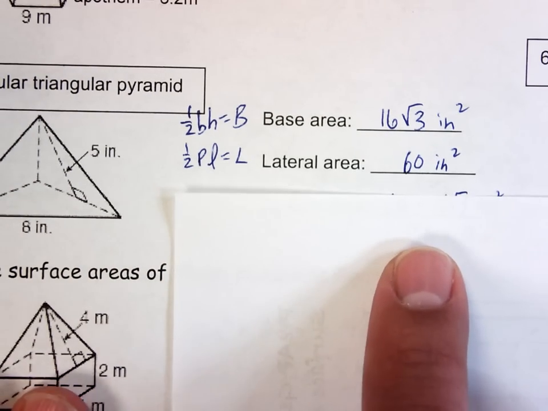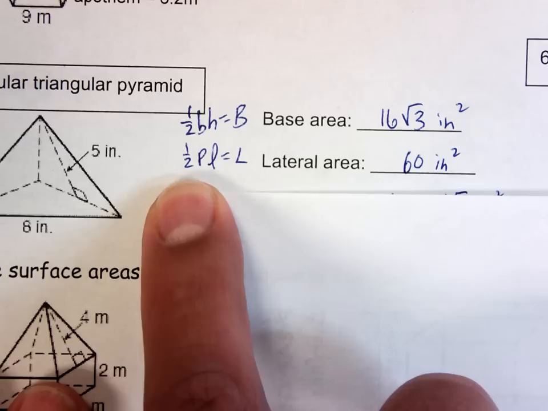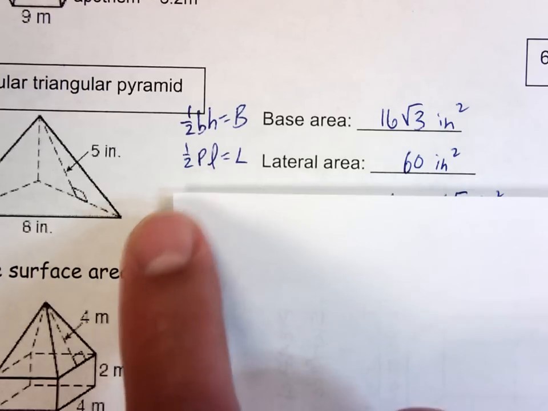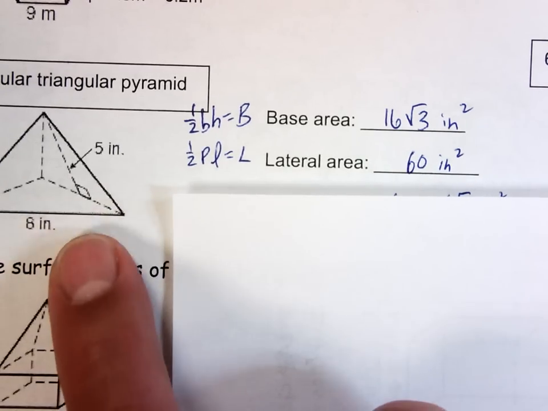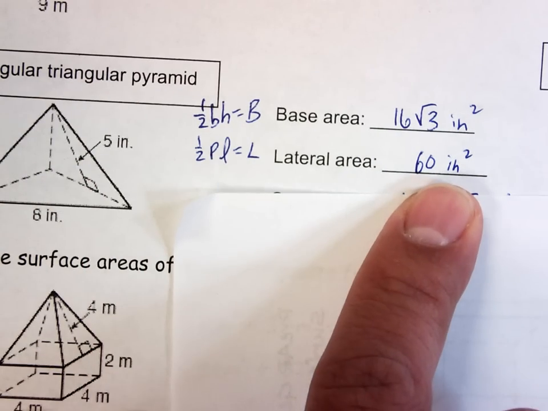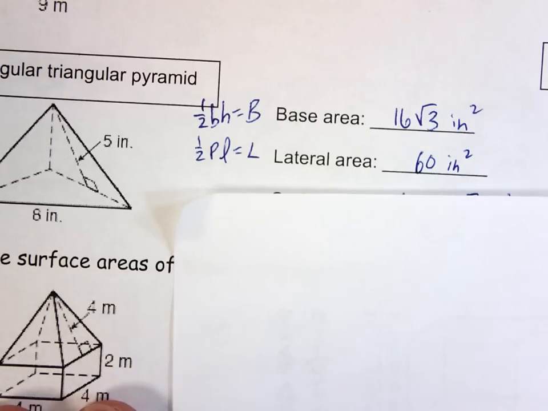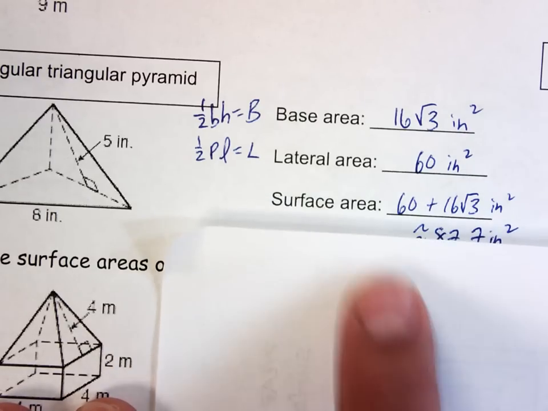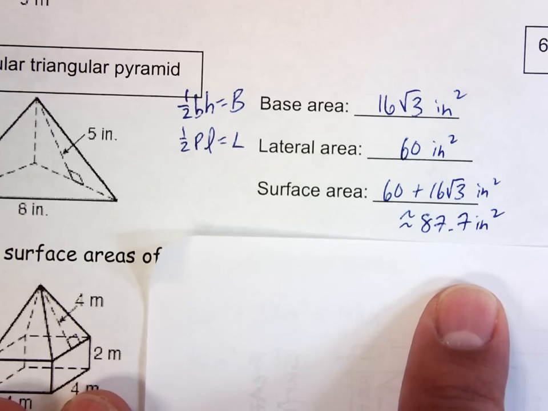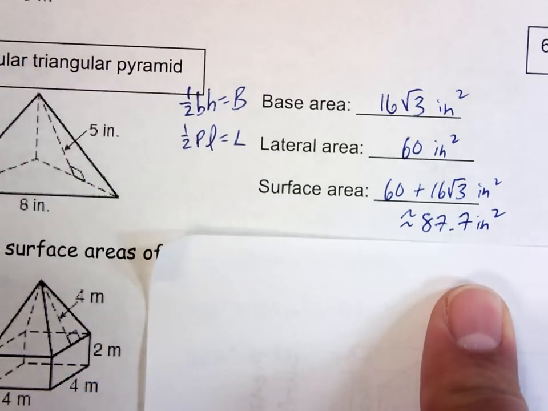My lateral area is again 1/2 times the perimeter of the base times the slant height. Perimeter of the base is 8, 8, and 8, which is 24. 24 times 5, divide that by 2, you'll get 60 for your lateral area. And so of course my total, I just add them all up: 60 plus 16 root 3, which is approximately 87.7 inches squared. So those were different types of pyramids.